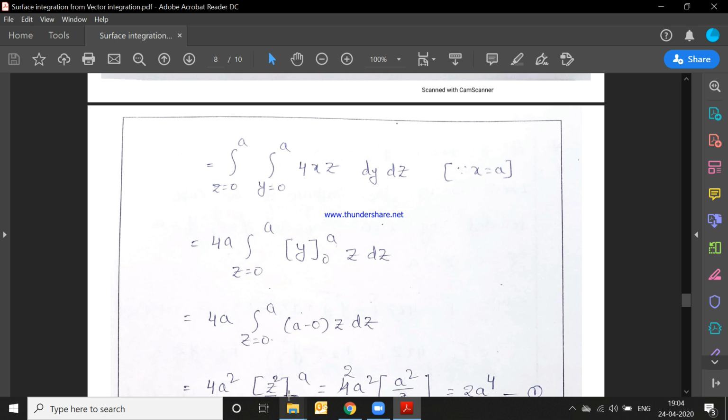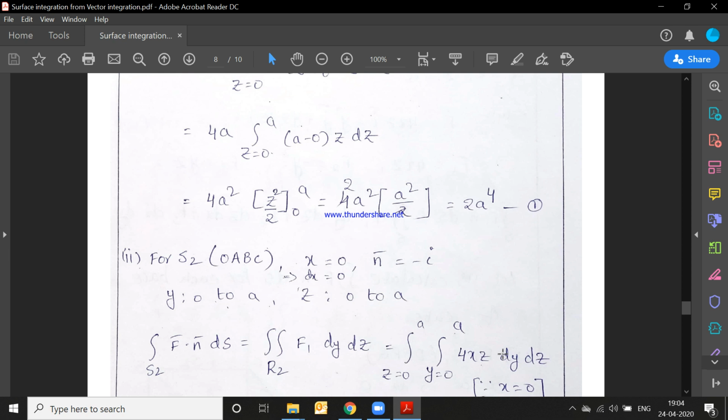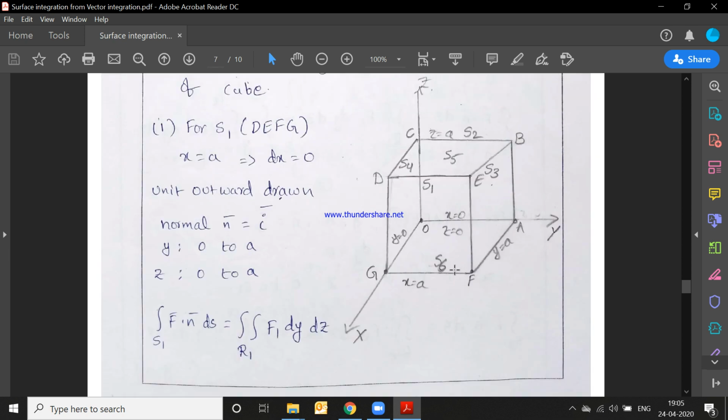Z integration is z square by 2, limits are 0 to a. Then 4a square into a square by 2. And here 2 cancels in 4, then we get 2a square into a square, that is 2a power 4. That is the first value, surface 1 value. So then next one, surface 2. Going to the surface 2, what is the surface?